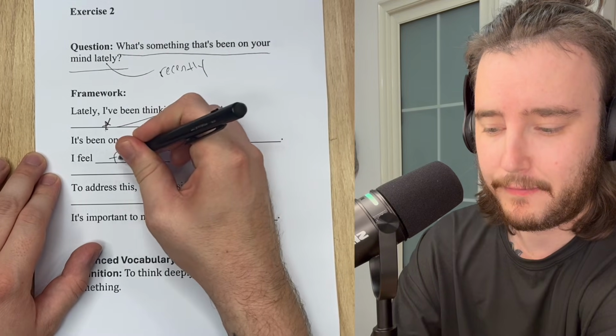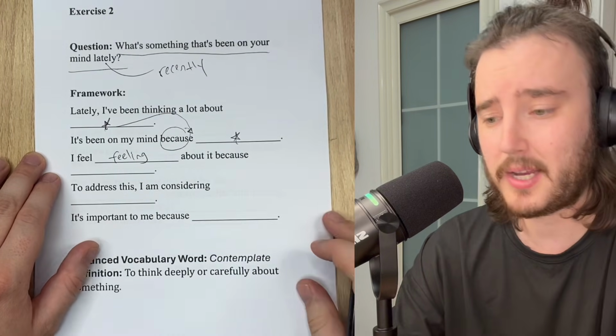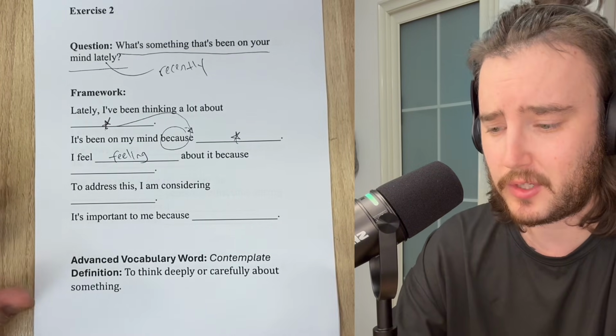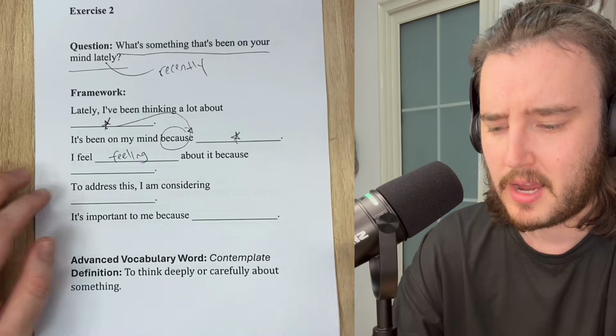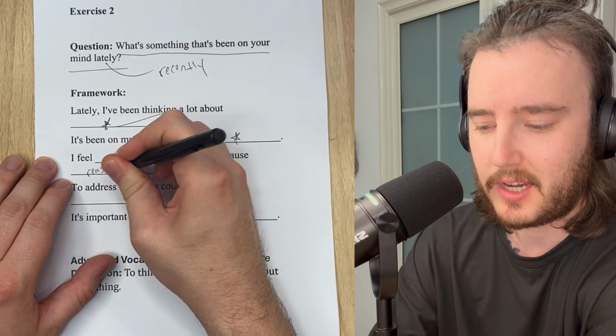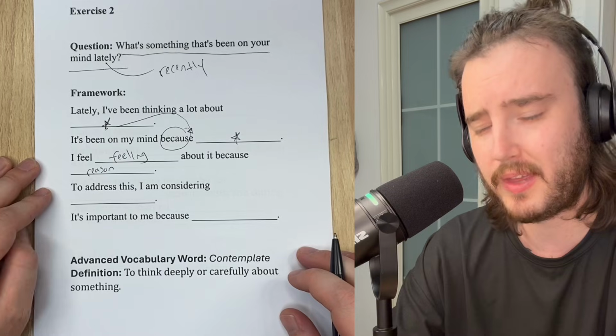This is going to be a feeling. I feel good about it. I feel nervous. I feel anxious. I feel uncertain or confident, right? And then give me a reason. Give me a reason why you feel that way.